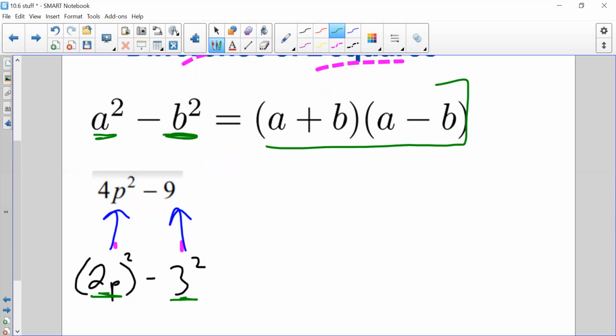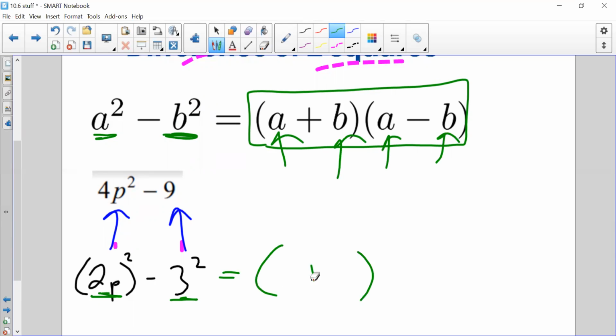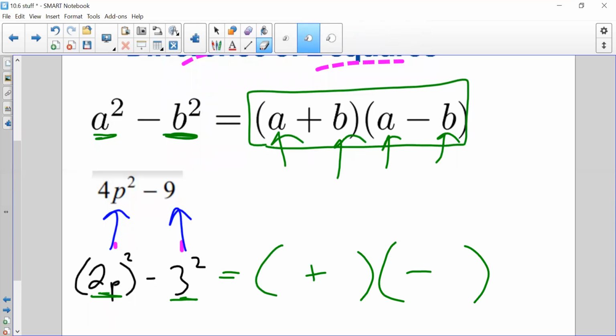So let me just rewrite the binomials now. I have to put a here and a here, and I'll put b here and b here. I'll put a plus right here, and I'll put a minus over here, and I'm rocking and rolling.